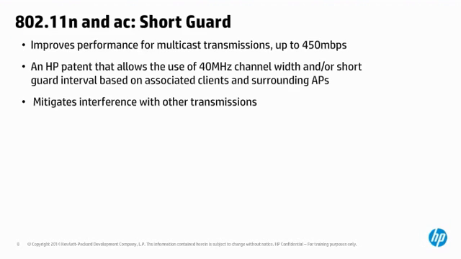HP's patented short-guard feature improves performance for multicast transmissions. It does this by enabling users to leverage the higher throughput available in 802.11n and AC for multicast traffic. Other vendors still rely on slower 802.11abg speeds for this traffic.